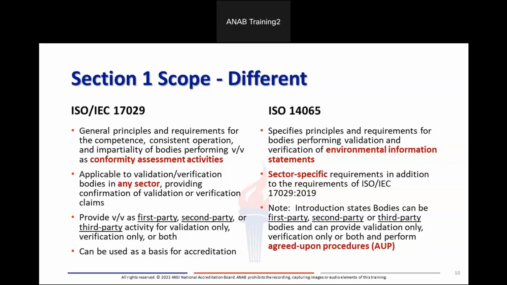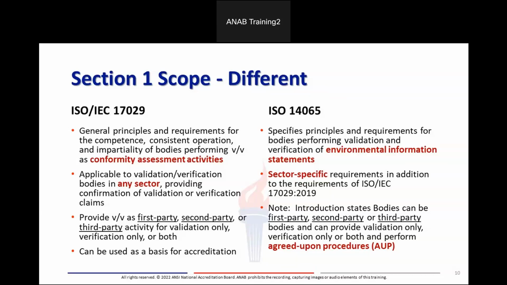It does apply to validation and verification bodies in any sector to provide confirmation of validation or verification claims. 14065, as mentioned, is also used by bodies performing validation and verification, but specifically for environmental information. Environmental information statements are claims. It is basically sector-specific requirements in addition to the requirements that are in 17029. For both documents, the validation verification activity can be performed as a first or second or third party activity and can be for validation only, verification only, or both.